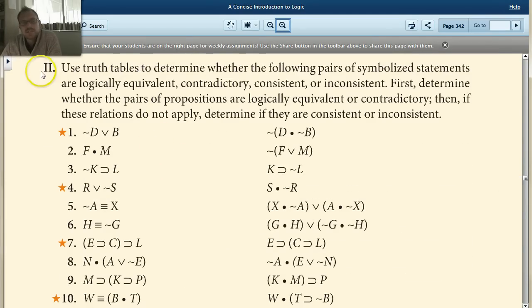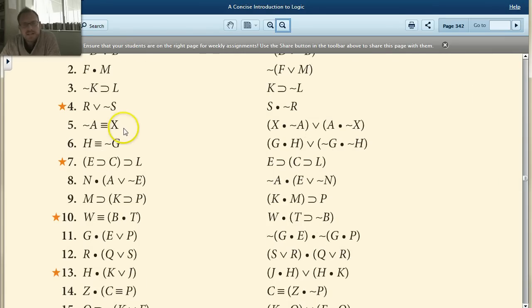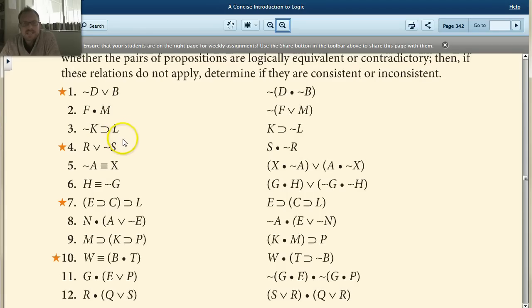Okay, so now what do you got to do in section 2? Use the truth table to determine whether the following pair of symbolized statements are logically equivalent, contradictory, consistent, or inconsistent. First, determine whether the pairs are logically equivalent or contradictory. Then, if these relations don't apply, determine if they're consistent or inconsistent. So let me just do one of these problems just so you can see how to do it here. Maybe a little bit of a longer one.